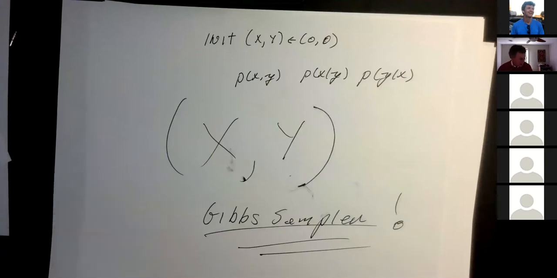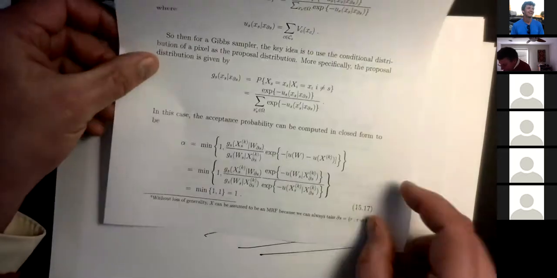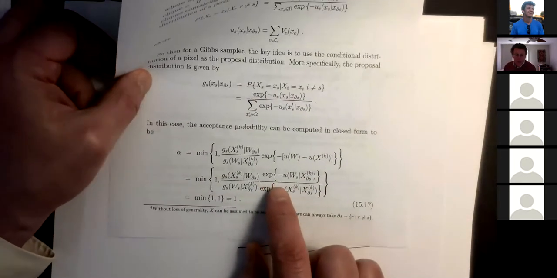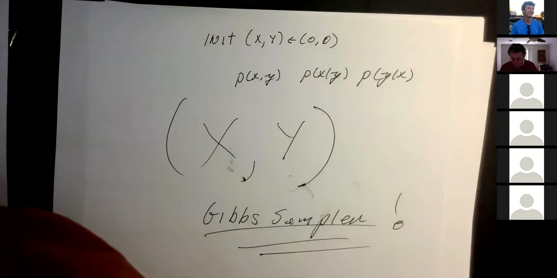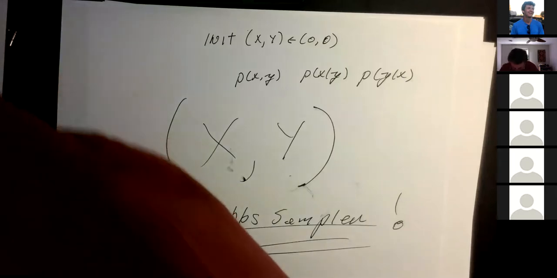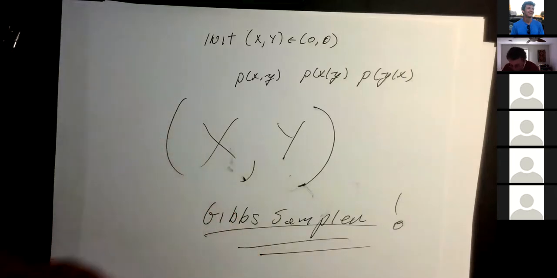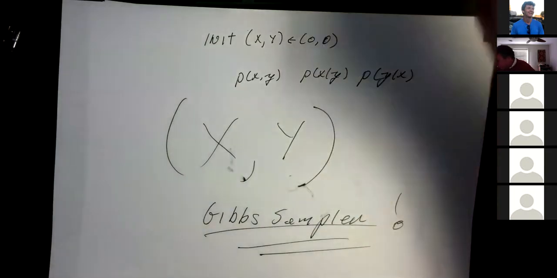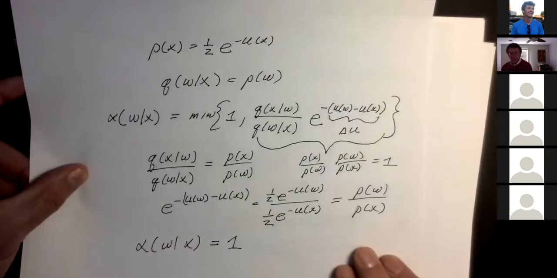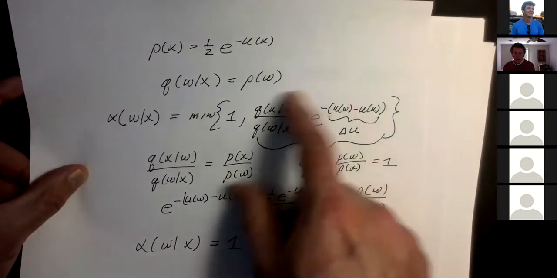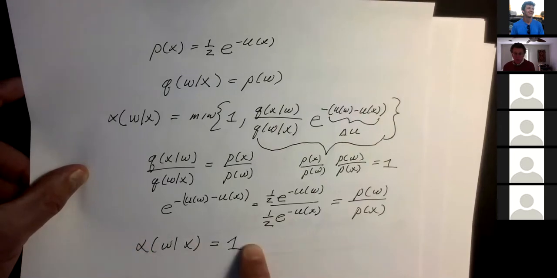And guess what? You can prove that the Gibbs sampler is exactly the Metropolis-Hastings algorithm. And if you calculate alpha, it comes out to be 1. Why does alpha come out to be 1? I'll come back to your question, Alessandro. The reason it comes out to be 1 is because this calculation I did here is exactly the same calculation. Everything cancels out, and the acceptance probability is 1.